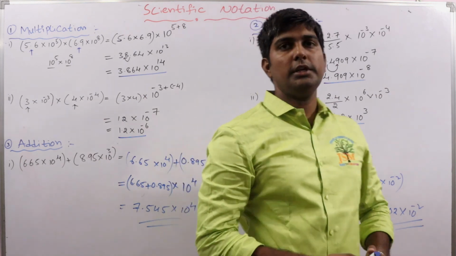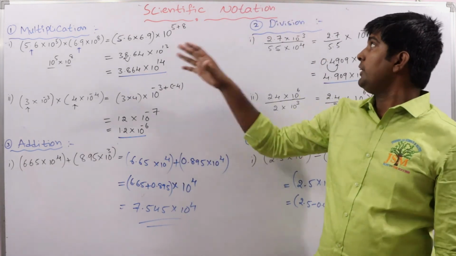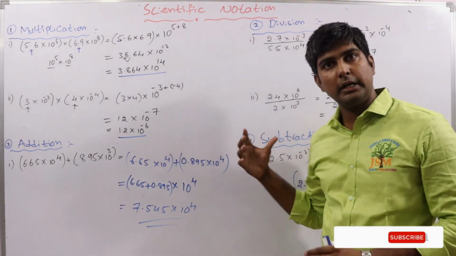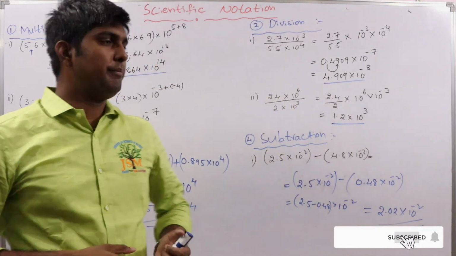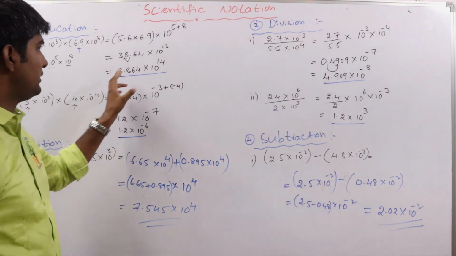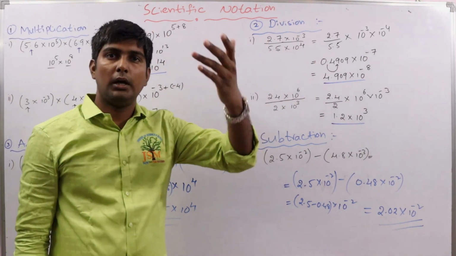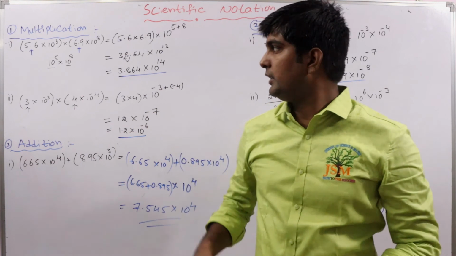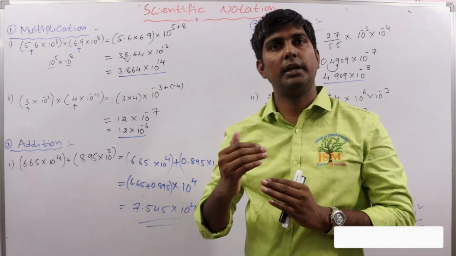Okay, clear? So in this way, we can do multiplication, division, addition and subtraction in a simple way, and we must express the final answer in the scientific notation. In many cases, we are getting the answer not in the scientific notation. In that case, we have to change it into the scientific notation.